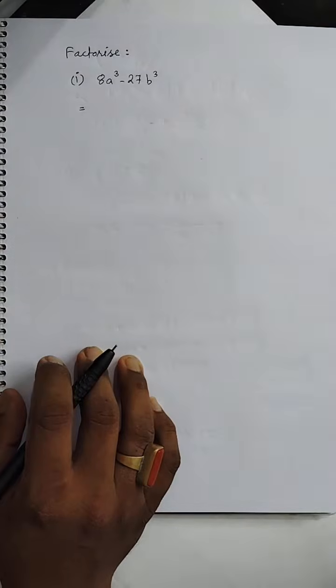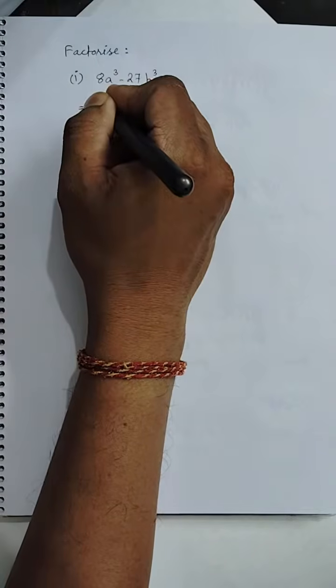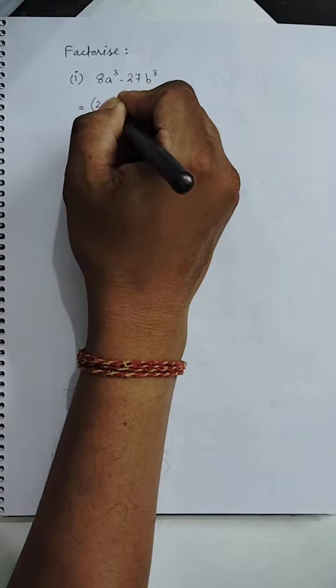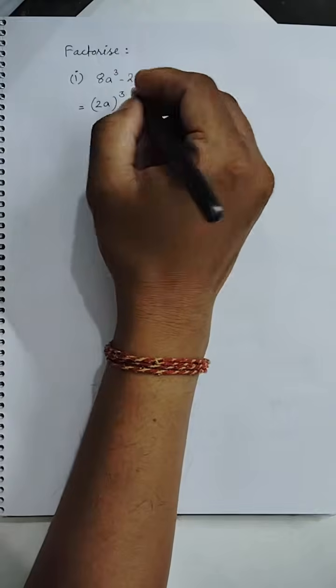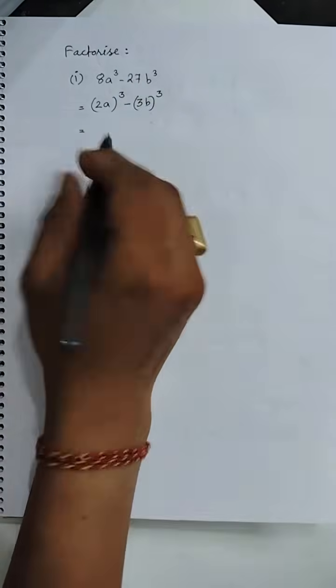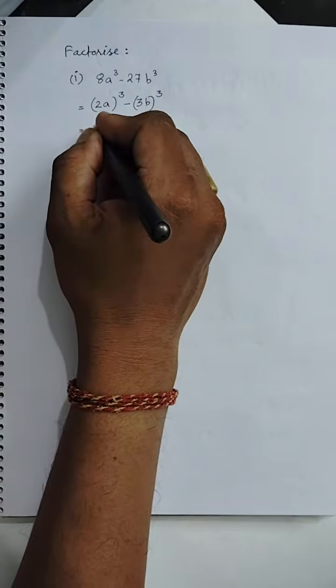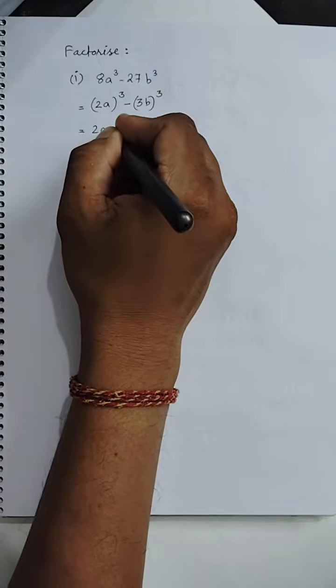Okay, so we have 8a cube minus 27b cube. So 8, is it a perfect cube? Yes. 2 cube is 8 and 3 cube is 27. So very easy. We'll rewrite this as 2a whole cube minus 3b whole cube. We have a negative sign, so we need to be careful while writing the identity. So this is my 2a minus 3b.